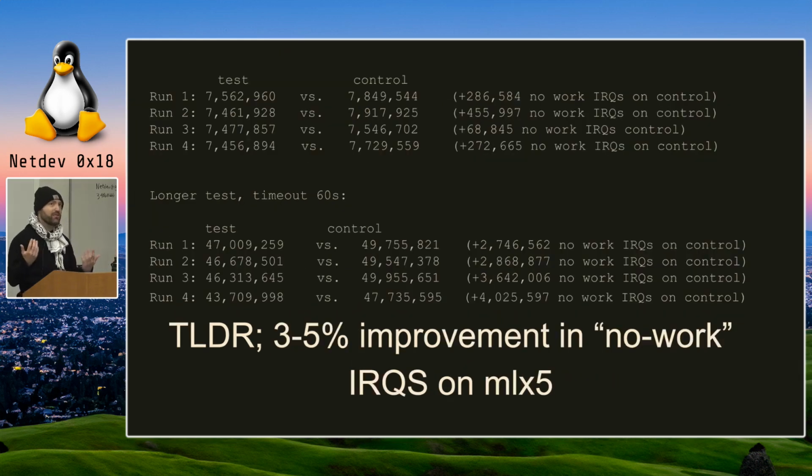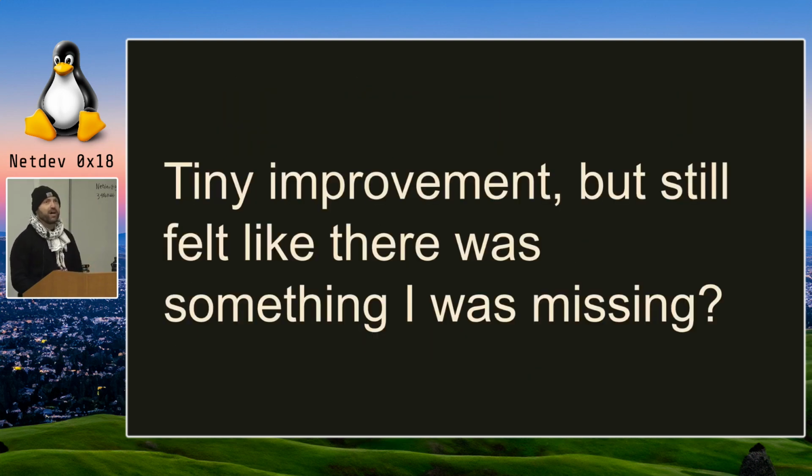On Mellanox 5, we only got about a 3 to 5% improvement, which I think is kind of expected. The Mellanox 5 NICs are a lot faster. They're 100 gigabits, so they're generating a lot more IRQs. And so maybe I can't push the TX coalescing parameter out as far, and so I could only lower it a little bit. And I got a 3 to 5% improvement when I did that, and I was like, okay, that's cool.